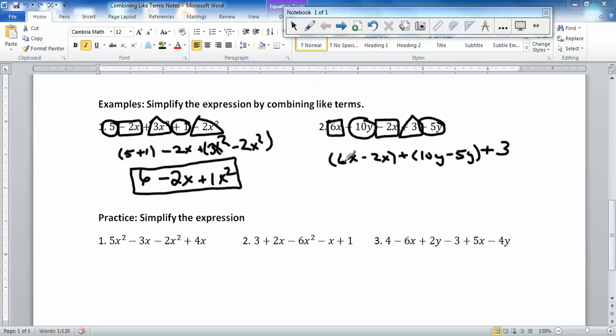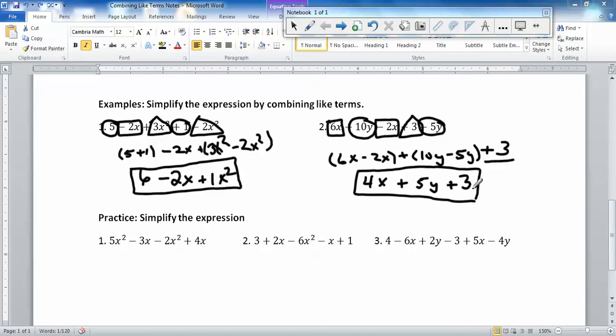So group them together, 6x minus 2x is 4x. Okay, and remember, you're just adding or subtracting the numbers in front. You keep the variable, so x stays the same. I've got 4x. Keep my variable y. I get 10 minus 5 is positive 5, and then positive 3 is all by itself, so that just comes down at the end. And that is as simple as it gets, because x and y are not the same variable, so I cannot add them together.